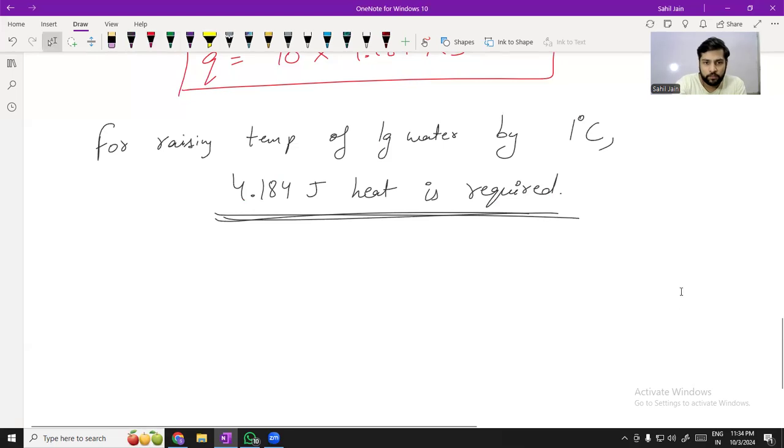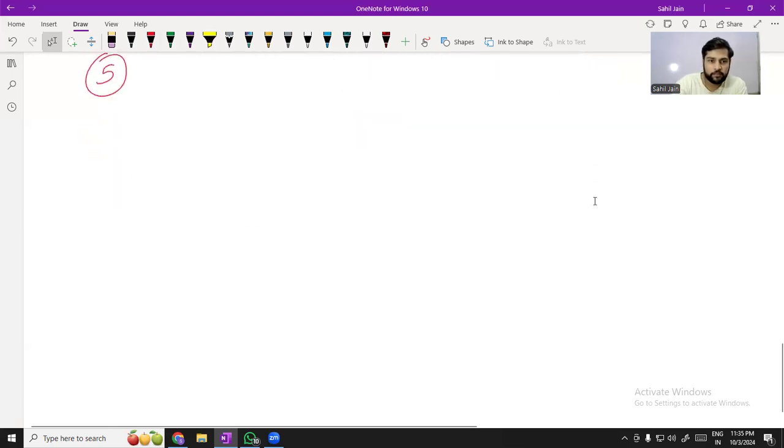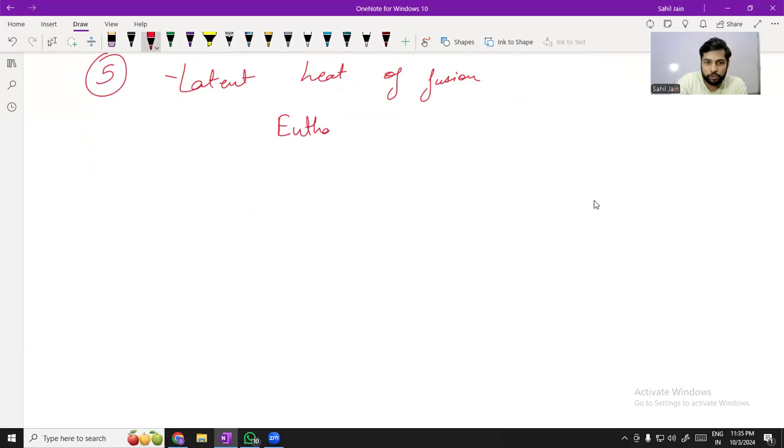Now to our last concept for now, and then we start our question. This is latent heat of fusion, or we can say enthalpy of fusion.